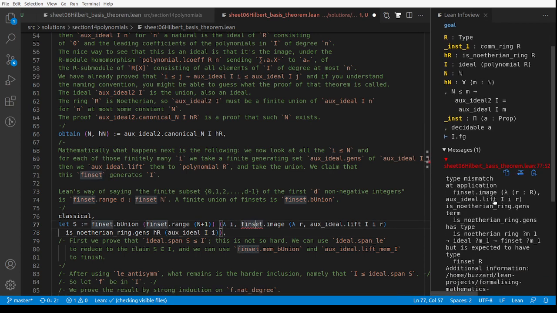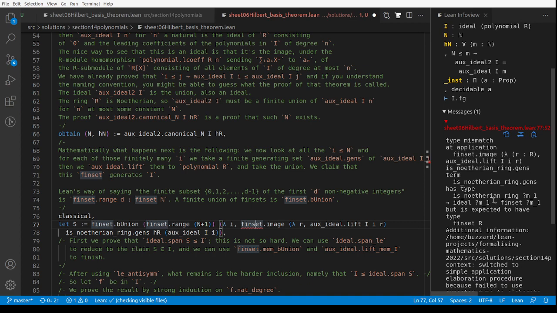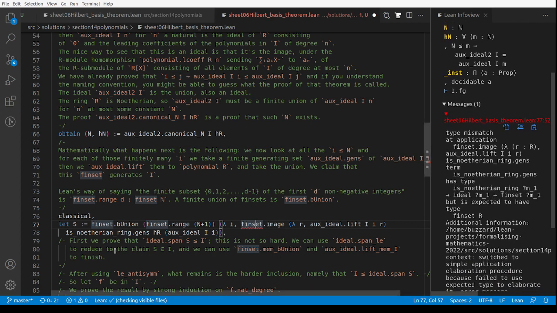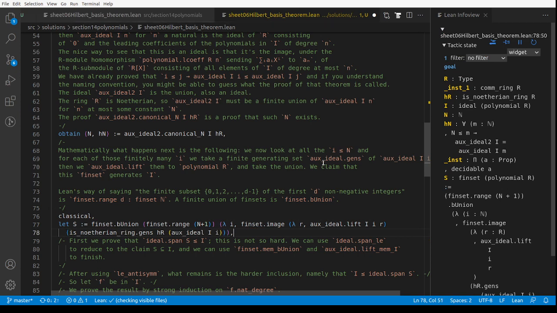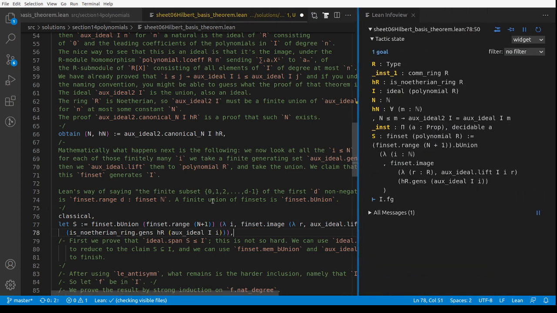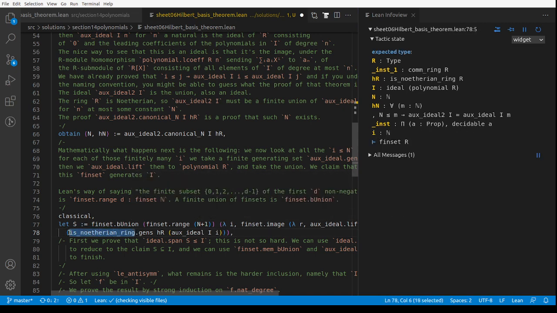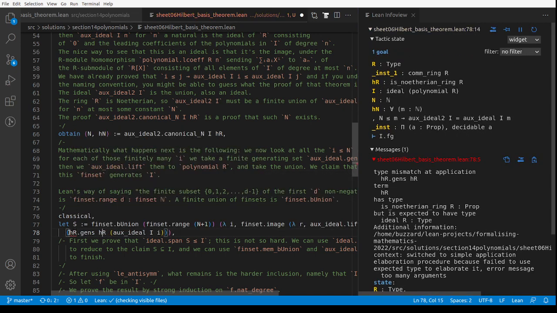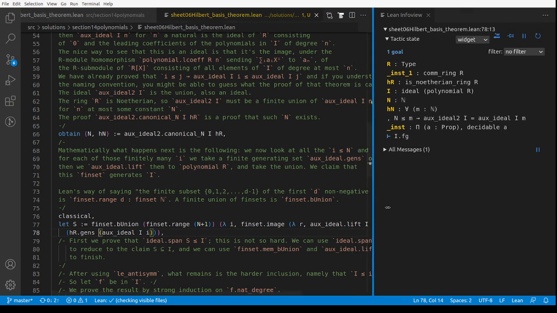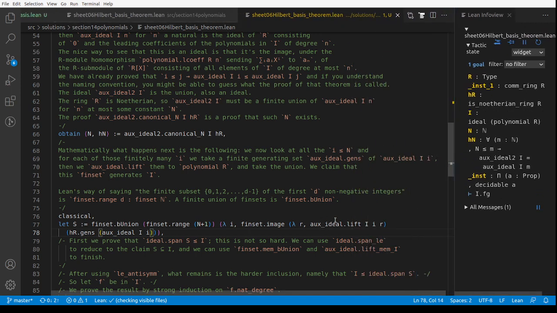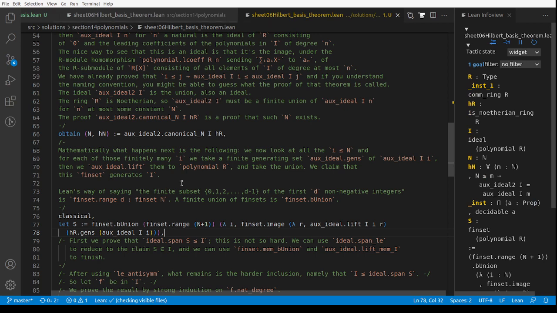Oh, and I'm slightly annoyed that that's not worked because I thought we were done now. What's the error? Is Noetherian ring dot gens? Oh, it's not because it's not in brackets. And now hopefully this will work. Bingo. So we've got one goal, and now we can actually simplify this because we can put this HR back here and use dot notation. There we go. So we look at the generators of the ith auxiliary ideal. We then take the image under the lift map. That gives me a bunch of polynomials, and then we take the union for i less than n plus 1, and we let S be that generating set.